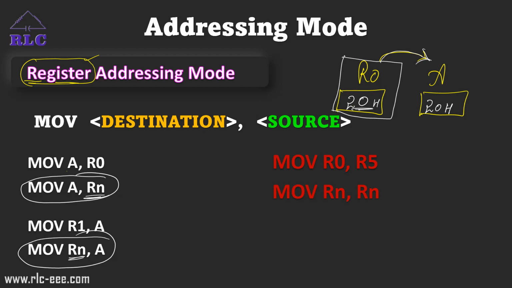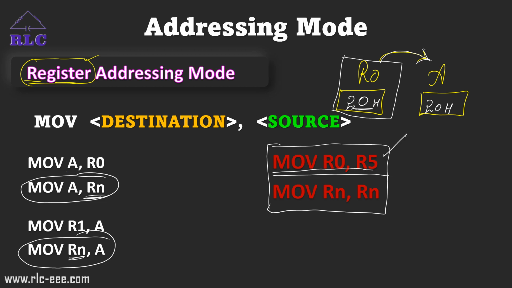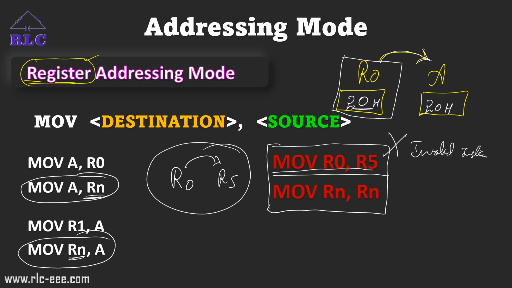Now, on the right side of this screen, we can observe two instructions written in red. That is MOV R0, R5. This is indicated in red because this instruction is invalid. We cannot transfer data between two registers. Like we cannot transfer R0 data to R5 directly. This is not possible.